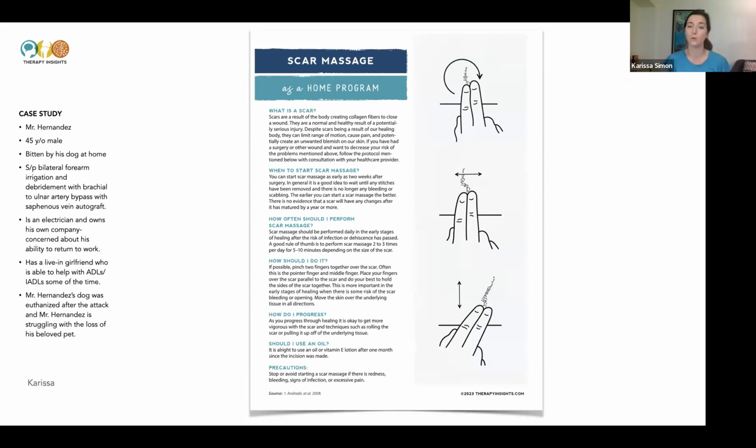It sounds like he'll be really motivated, that it's important to him to get back to work. So I like how this handout is really clear about what a scar is and when to start the massage, how you should do it. I think it makes it very clear what to do, and it's not complicated, and it has nice pictures on it. It's a one-page handout for anybody listening, so that it's very simple and you can go through it with them, and then they should be able to do it on their own to prevent that scar from reducing his mobility.